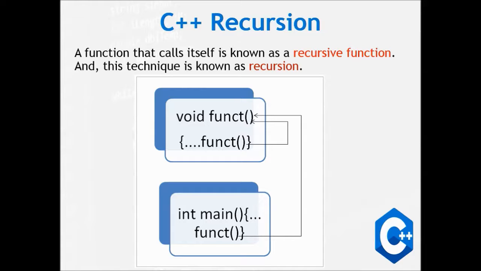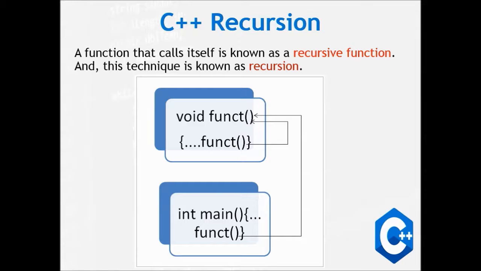C++ recursion: a function that calls itself is known as a recursive function, and this technique is known as recursion. In this diagram, we clearly see that we have a function with the name funct with no arguments and no return type, and in the body of this function we call funct with parentheses. In the main program we also call funct with parentheses.